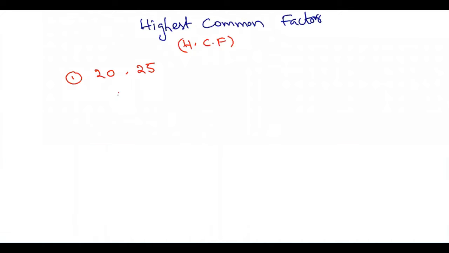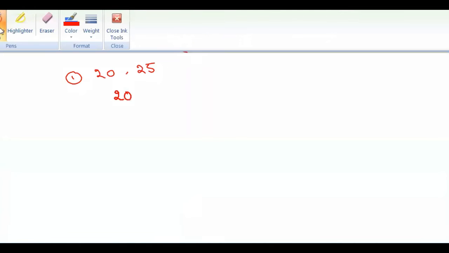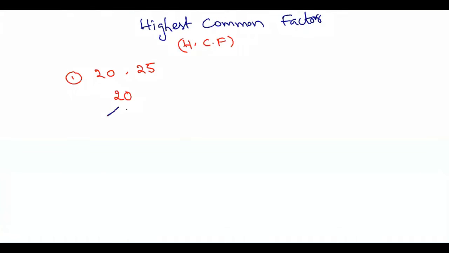So now I'm going to write the factors of 20. You should start with the 1 table. So 1 times 20, you can write 20. Next you should check with the 2 table. 2 times 10, you will get 20.